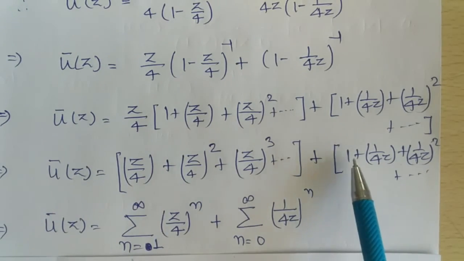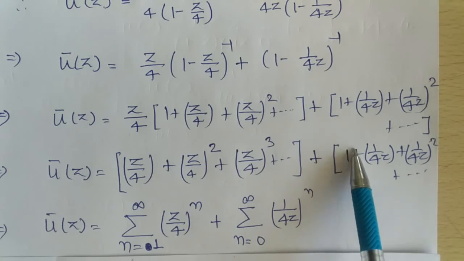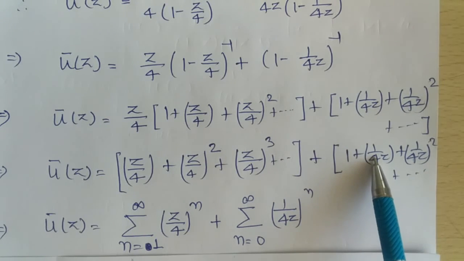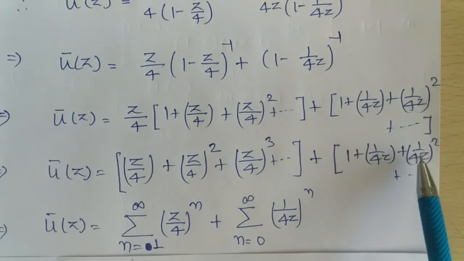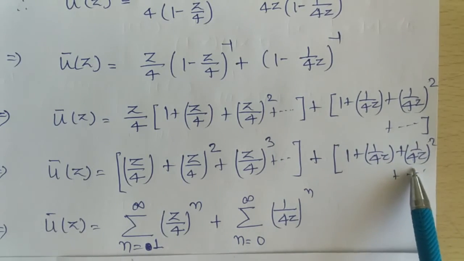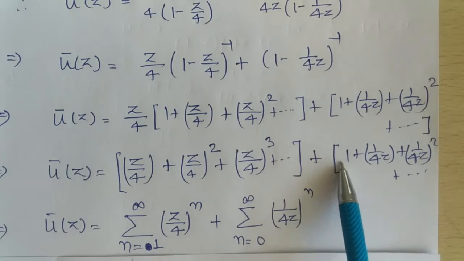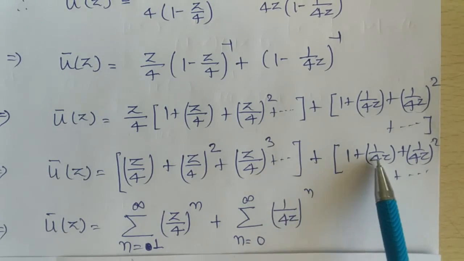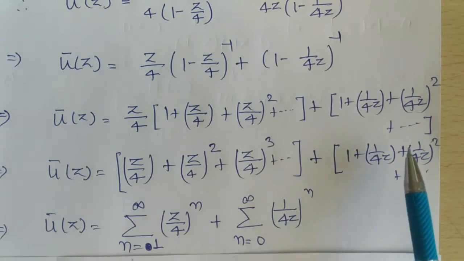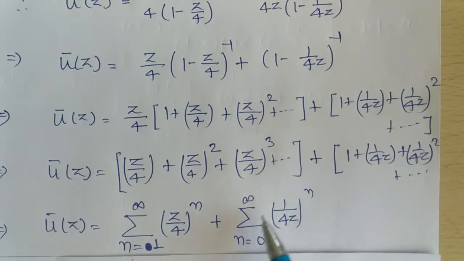Now here this is 1 by 4z whole power 0, this is 1 by 4z whole power 1, this is 1 by 4z whole power square and so on. So we can write summation of 1 by 4z whole power n, but n starts from 0, because for n equal to 0 we get 1, for n equal to 1 we get 1 by 4z, for n equal to 2 we get 1 by 4z whole square and so on. So summation is varying from 0 to infinite. So we express these two series in terms of summation.